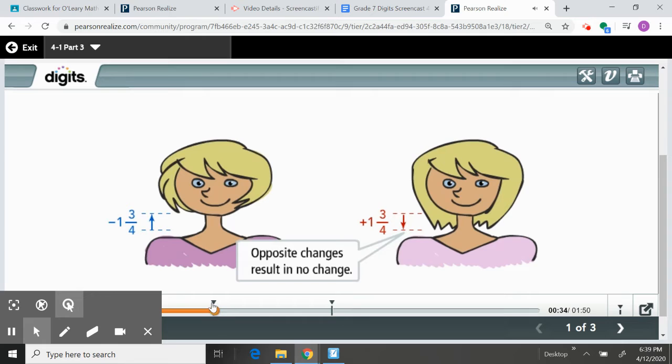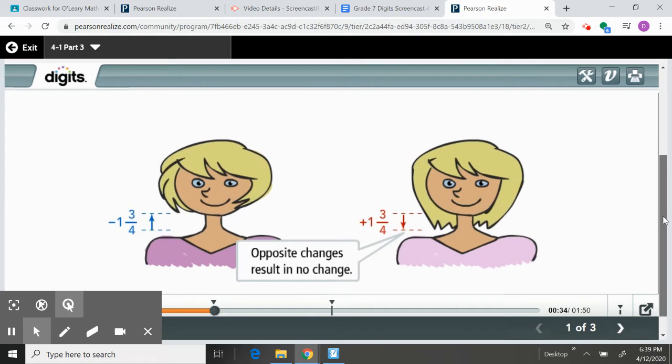So here you see the situation where it's a number and its opposite. She got 1 3/4 inches of her hair cut off, which is why it's negative. And then they're telling you that a month later, that 1 3/4 grew back. So a number and its opposite. So she's back to where she was before.